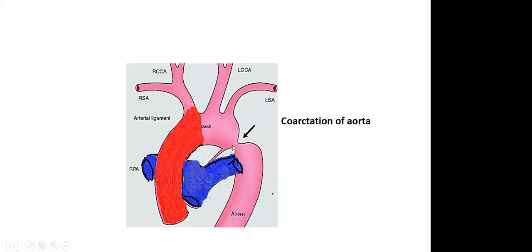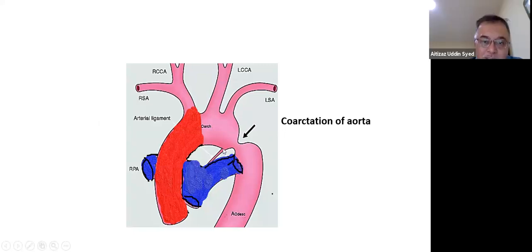I see a black arrow, the coarctation of the aorta. This is the coarctation area. But this ductal tissue is extended here in all this area. So that can also relax.